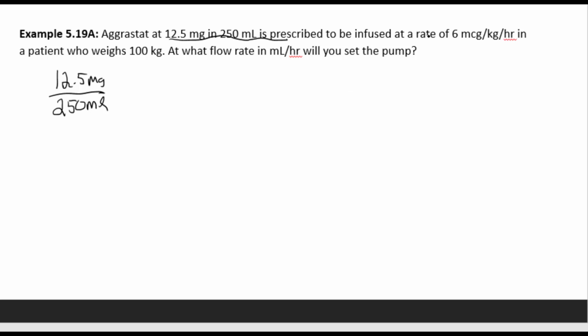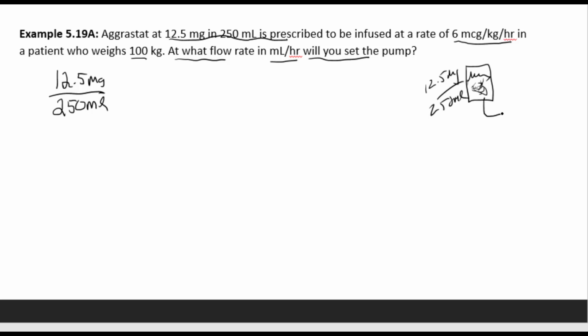And it's going to be infused at a rate of 6 milligrams per kilogram per hour. The patient weighs 100 kilograms. What is the flow rate in milliliters per hour? So it's where you set the pump. Let's just get an image here. That's like a bag in a hospital, and there is the solution. The solution contains 12.5 milligrams for every 250 milliliters.